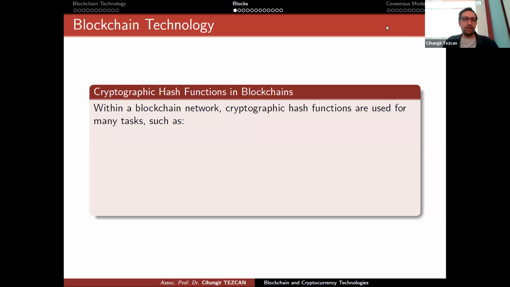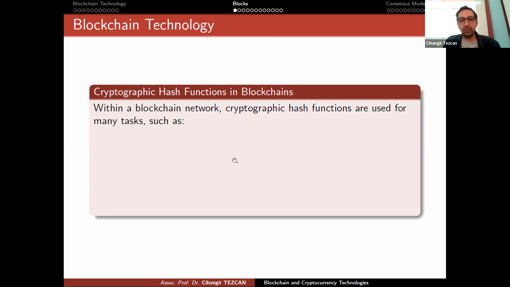Okay, now we can talk about blocks in a blockchain. So far we covered cryptographic algorithms that we mostly use in blockchains. Those are cryptographic hash functions and digital signatures. So let's recap cryptographic hash functions in blockchains.